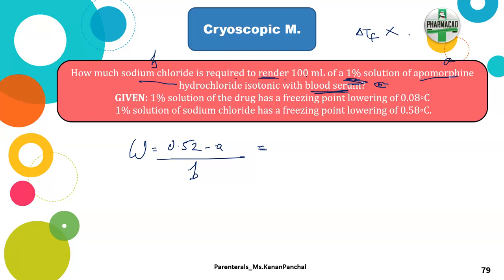Are you solving it? Itna time kyun lag raha hai? So how do you do this? 0.52 minus, what is your A here? 0.08. And what is your B here, Chinmay? 0.58.